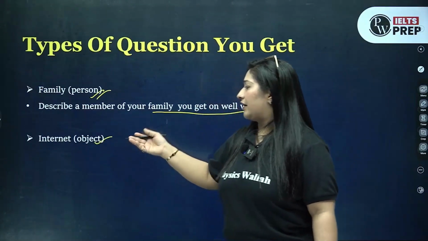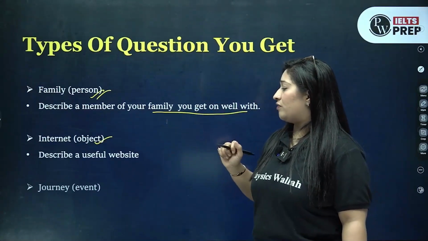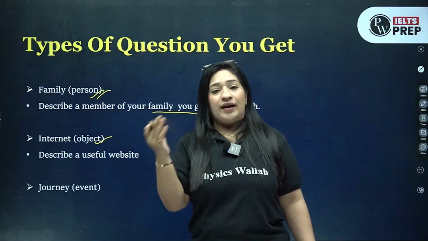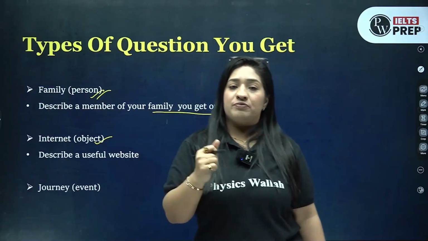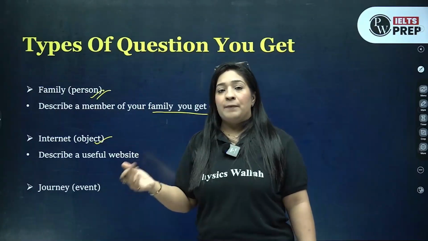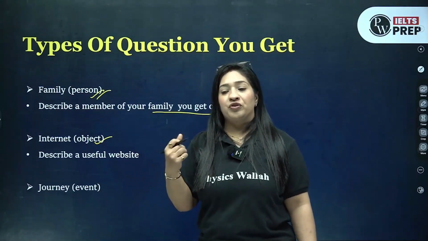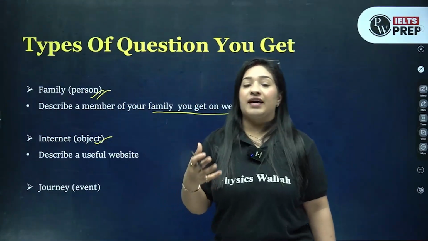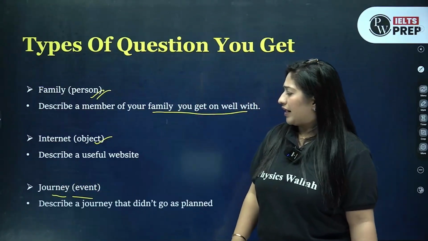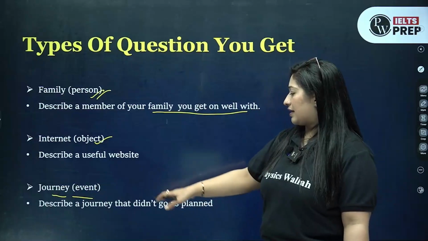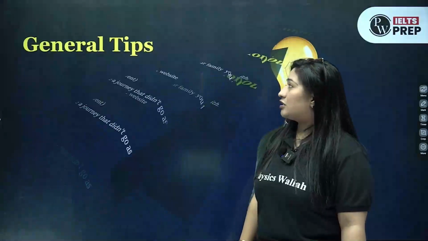You may get something on the internet again. Describe a useful website. When did you use this, who introduced this website to you, how is it important to you, what kind of activities students can do on this website. It can again be on an event, like a journey. You will get: describe a journey that didn't go as planned.